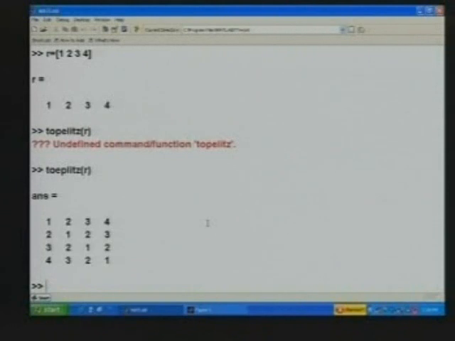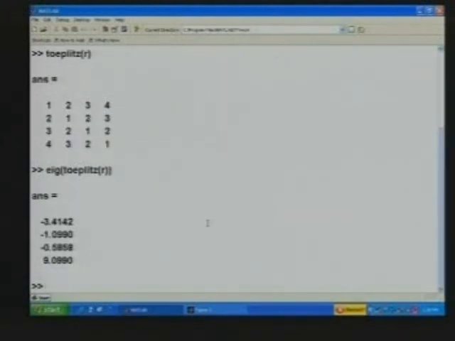This is a symmetric matrix, and you will see that this will be a positive definite matrix in most of the cases, though not necessarily positive definite. Its eigenvalues are all real, because symmetric matrices have real eigenvalues. So what is the significance of this Toeplitz matrix?